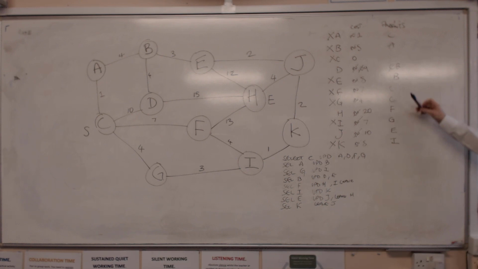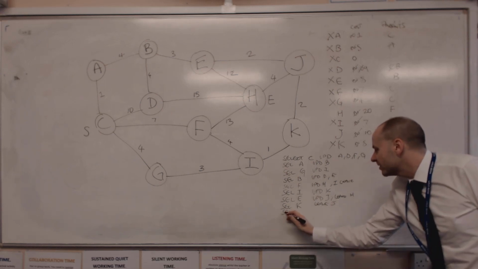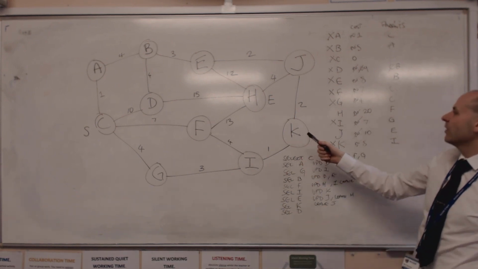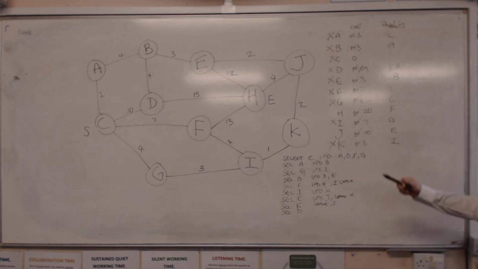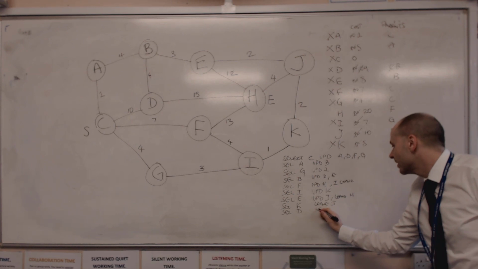So let's go through the process again. So we've got a 9, a 20 and a 10. So I'm obviously going to pick the 9. So I'm going to select D. D has got a neighbour C, which is closed. It's got a neighbour B, which is closed. It's got a neighbour H, which is open. So let's have a look and see what the cost is going to be. So to get from D to H is 15. That looks expensive. D's already cost me 9, so that's 24. That's not better. So we're going to leave that alone.